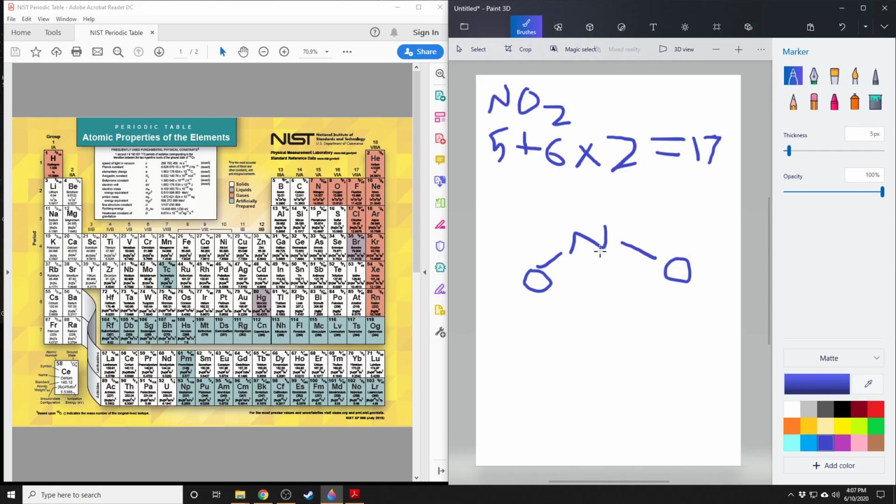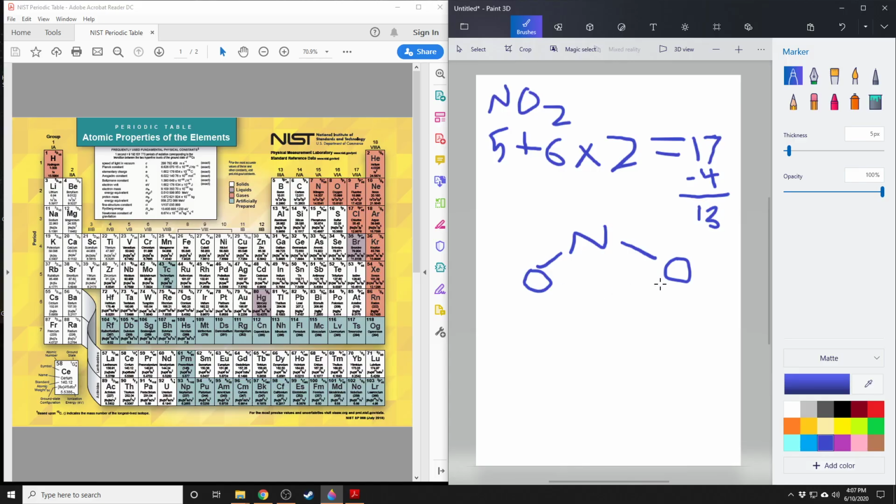We have currently used 4 electrons. Remember, each bond is 2 electrons. So that leaves us with 13 electrons remaining. Now, the next thing we do, it's always the same setup, the same procedure over and over. And so we need to distribute these 13 electrons.